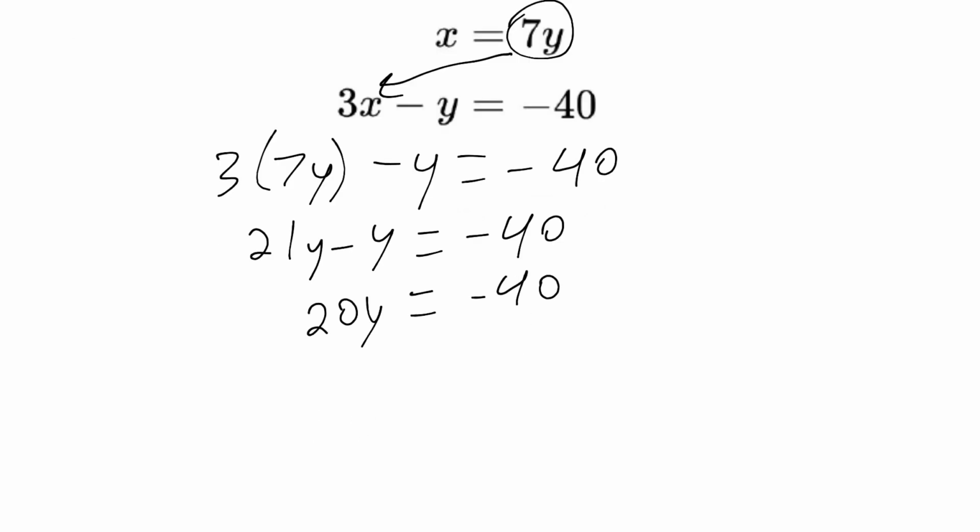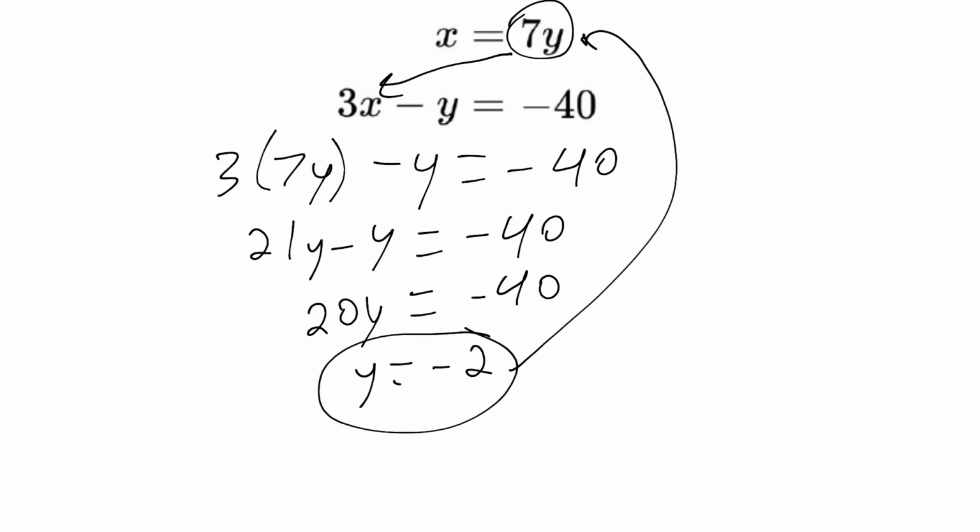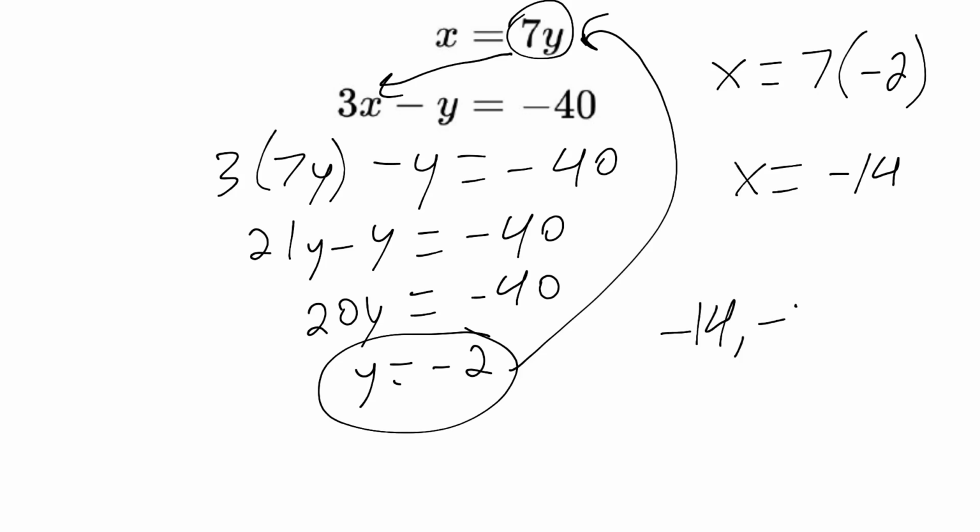Once I combine like terms and divide out the 20, I have y is equal to negative 2. I'm going to plug that back in to one of the original equations, and I have x is equal to 7 times negative 2, or x is equal to negative 14. So make sure that when you write your coordinate, you put your x answer first and then your y answer second.